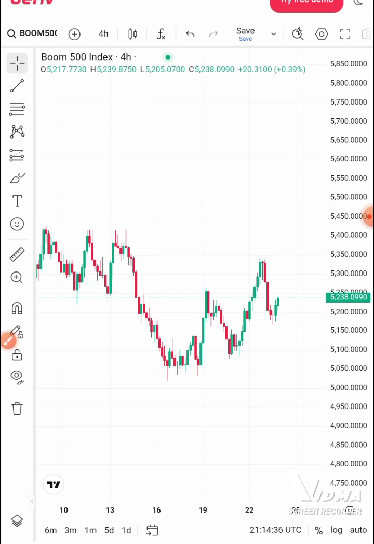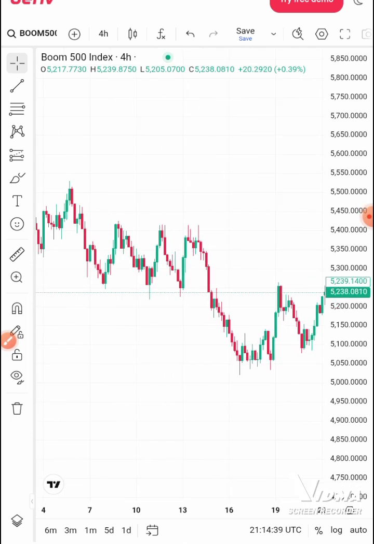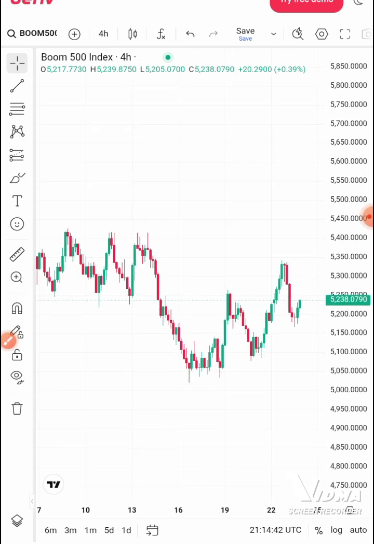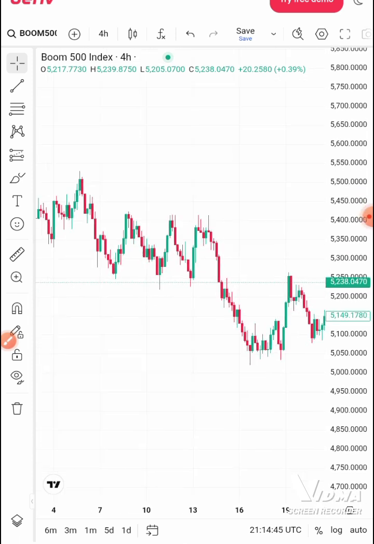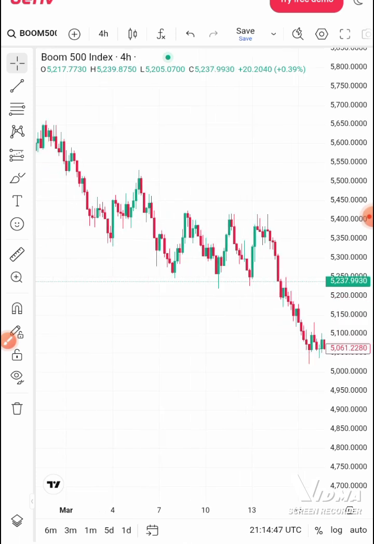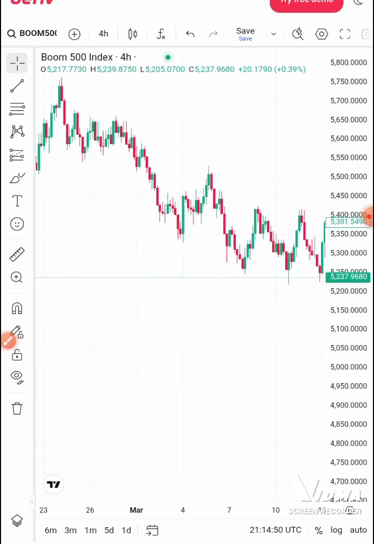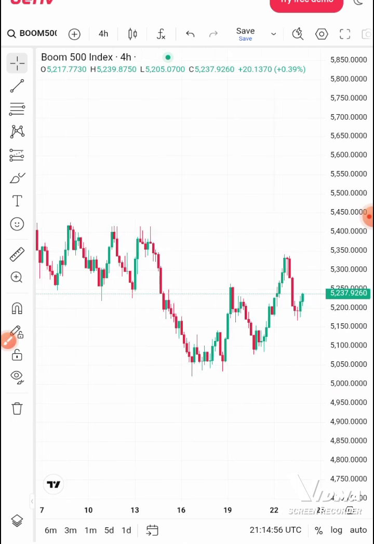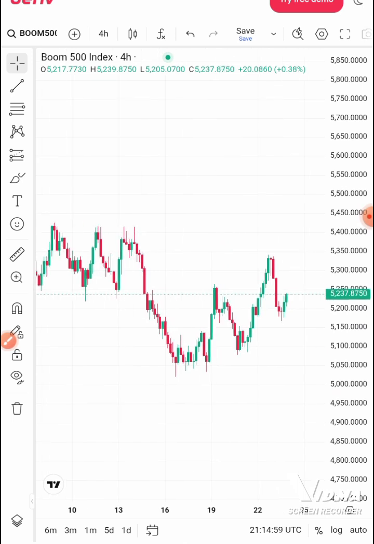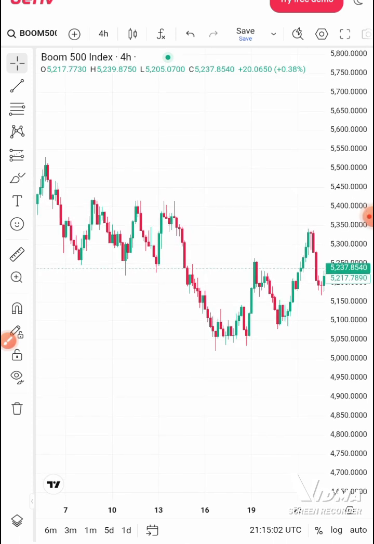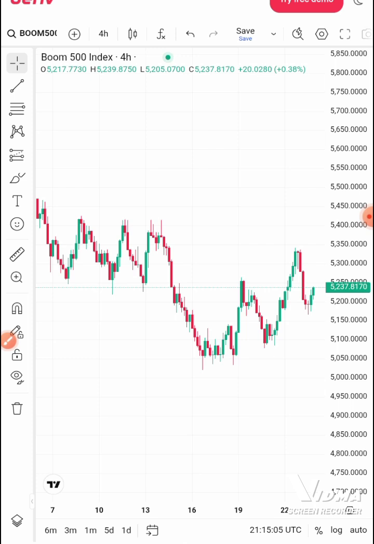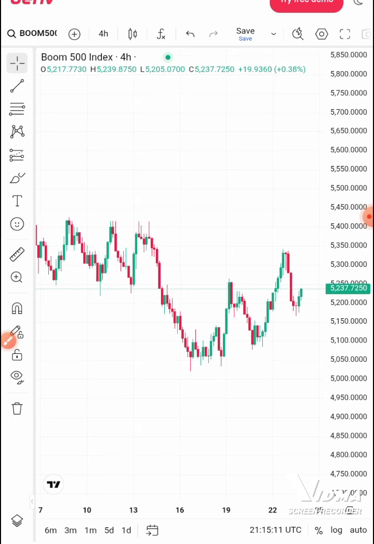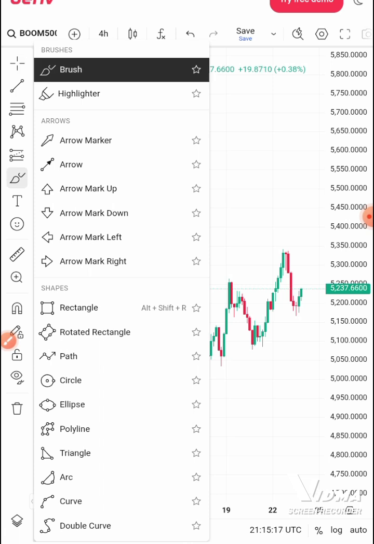So let's see what is happening here. On our 4-hour time frame, we've been on a downtrend. Clearly the market has been going down, then now we are going to introduce our topic. So here we have a support and a resistance.